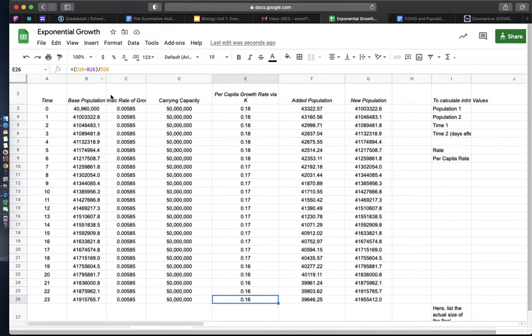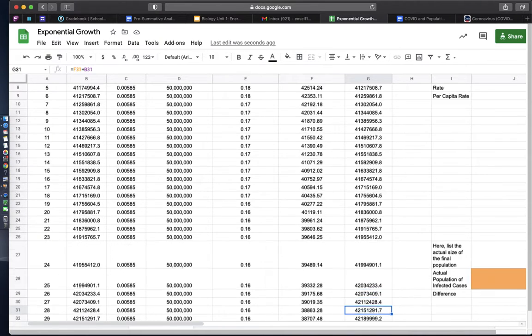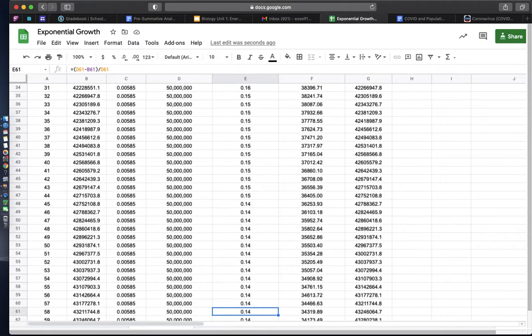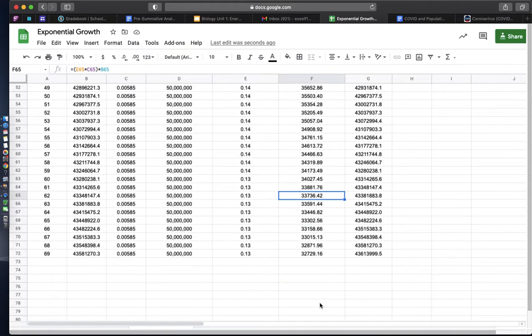And this is because we're thinking about the current population relative to the carrying capacity, and how that changes the intrinsic rate of growth. So we're going from 0.18 to 0.16, and we're going down from 43,000 to 39,000. And we continue to see that change as we get closer and closer to November 1st. We're now at only adding 33,000 cases.